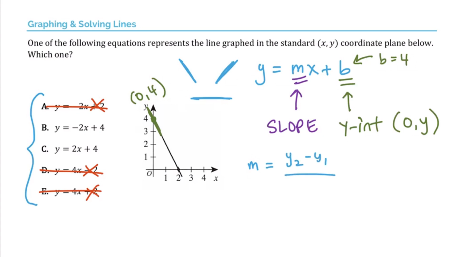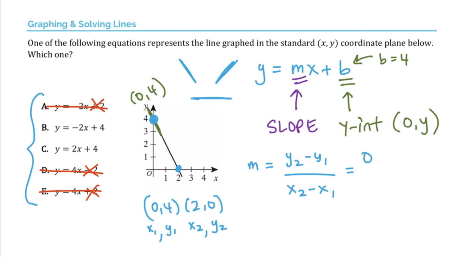It's the difference in our y's over the difference in our x's. We already have the point 0, 4, so that's going to be one of our points. The other point we have here is 2, 0. So if this one's x1 and this one's y1 and this one's x2 and this one's y2, then our slope is y2, which is 0, minus y1, which is 4, over x2, which is 2, minus x1, which is 0. 0 minus 4 on top is negative 4. 2 minus 0 on the bottom is 2. Negative 4 over 2, guess what? Our slope is negative 2.